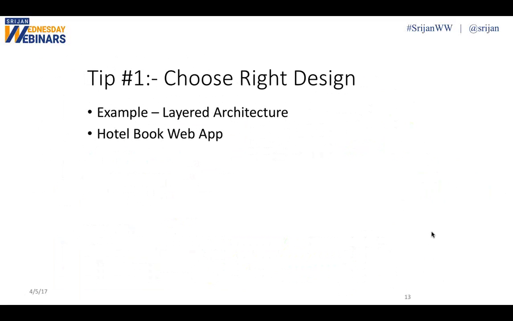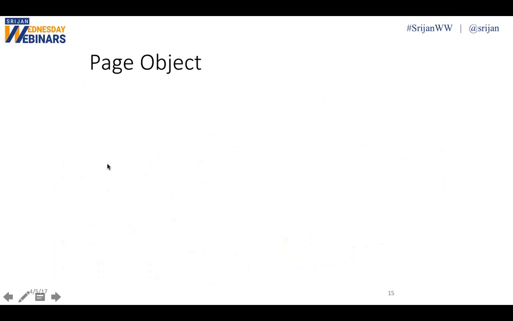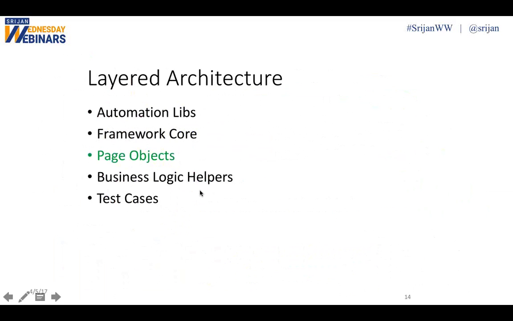This is one possibility of a design if you are automating something like a hotel booking web app. In this architecture, I have 5 layers. Layer number 1, the automation library layer, the framework core layer, the page object layer, the business logic helpers, and the test cases layer. Let's talk about each of these 5 layers and what they mean. First of all, let's start with the page object layer.